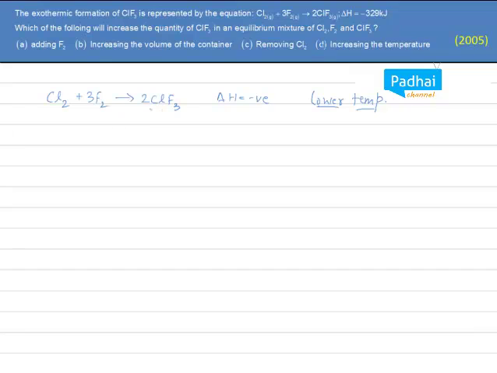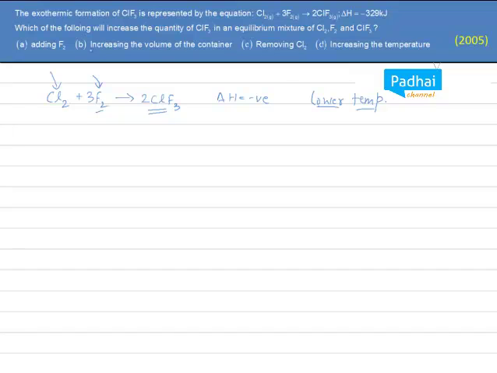Now, if we have to increase the concentration of ClF3, we have to either add F2 or add Cl2. That means option A is correct, because it is saying adding F2. Option C is wrong because it is saying removing Cl2.